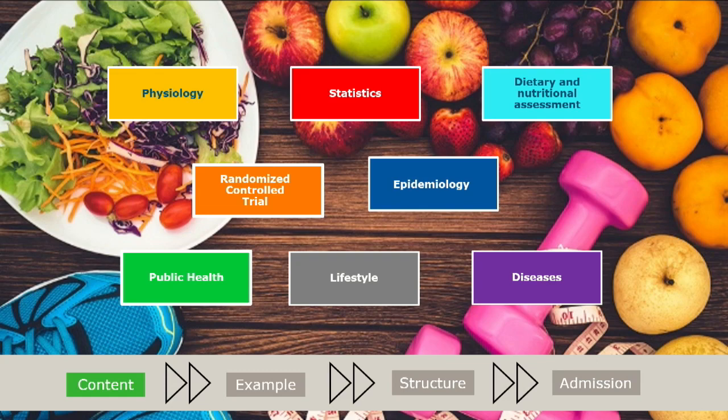Next to that, we have courses on physiology, nutritional physiology. We have courses on statistics, because that is what you eventually need to be able to draw conclusions from your data set, but also courses in the direction of public health, randomized controlled trials. These are all courses that you can expect within the master.